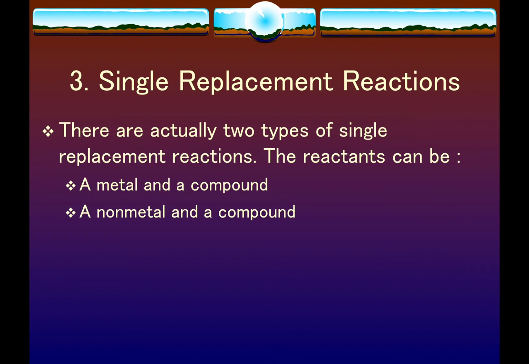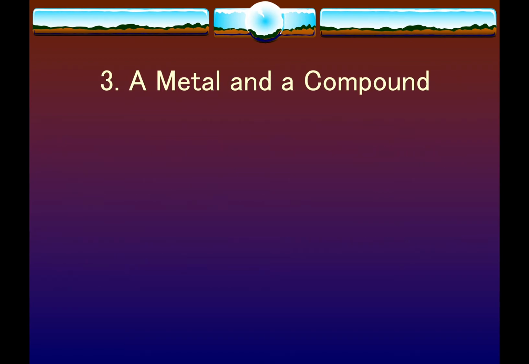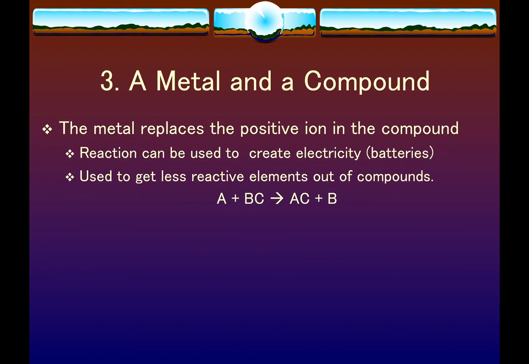Single replacement reactions, I love these types of reactions. These can occur between metals in a compound or non-metals in a compound. Whichever one they're going to be, they're always going to have one element and one compound on both sides. And basically we're going to play a little game of switch your seat.